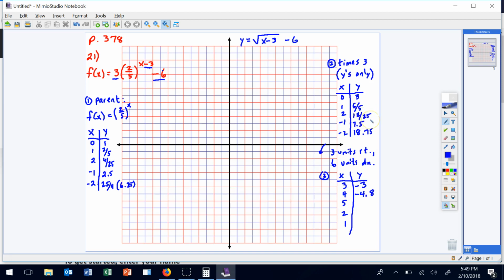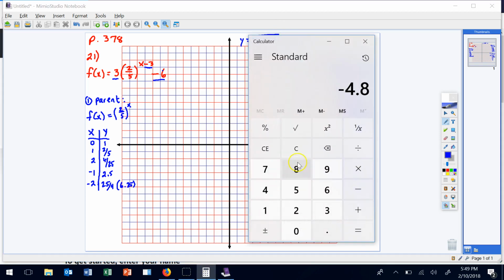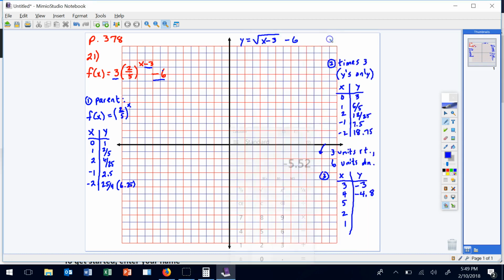Alright, 12/25. Let's get our calculator and we're going to do 12/25 minus 6. So 12/25, and then we'll do minus 6 from that. Okay, minus 6, negative 5.52.